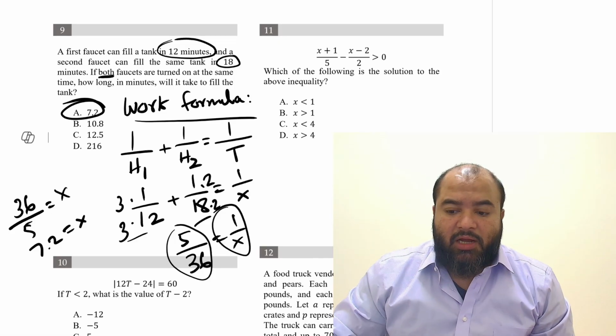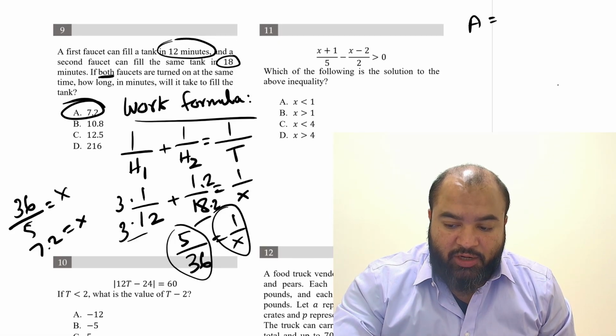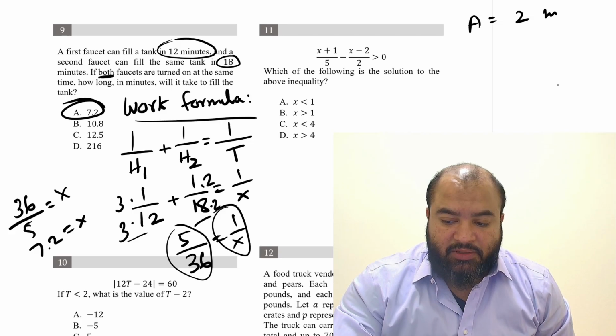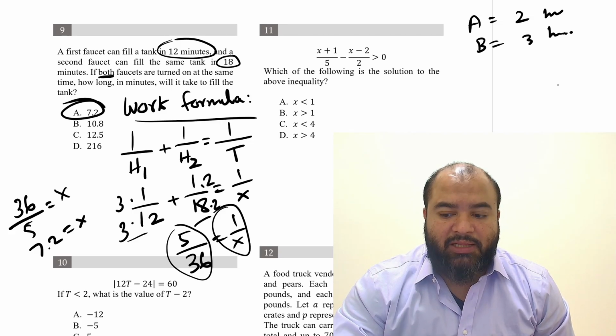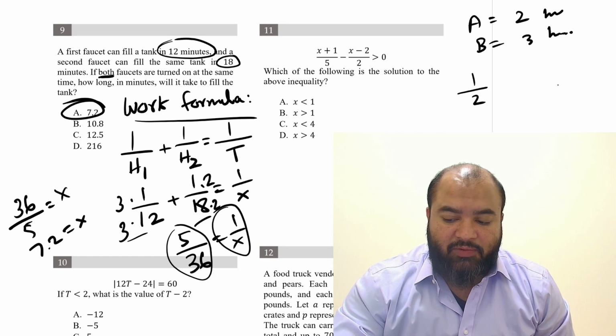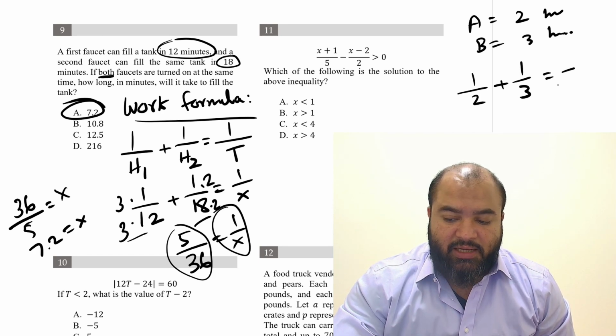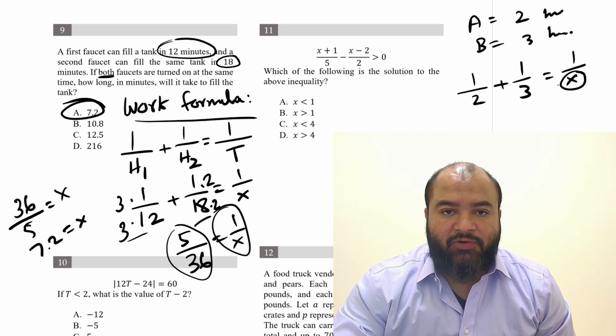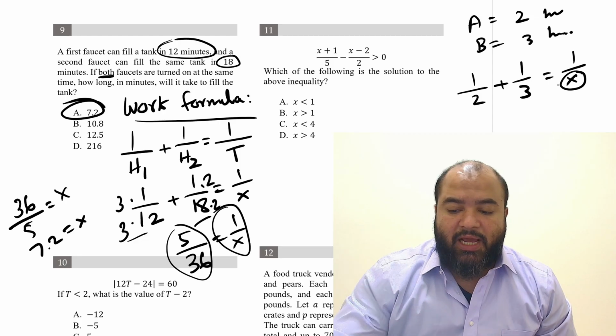Let's say person A can finish the homework in 2 hours. Person B can finish the homework in 3 hours. If they decide to do the homework together, how long will it take? So you say 1 over 2 plus 1 over 3 equal to 1 over x. And when you solve for x, that will be their speed together.